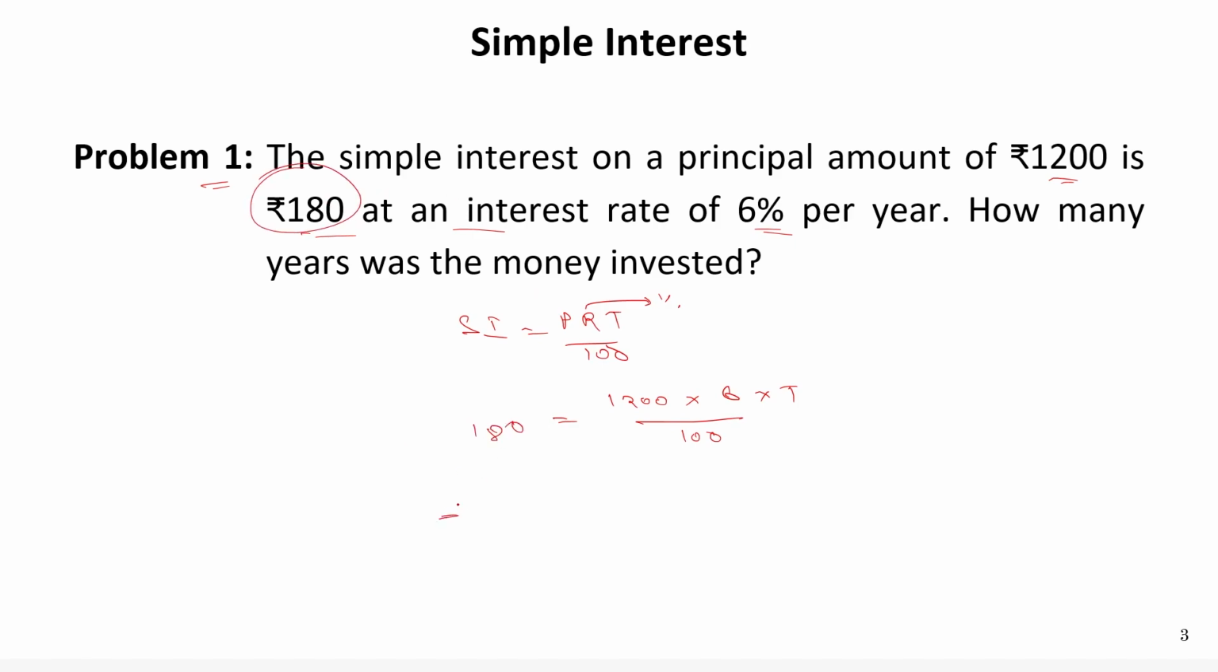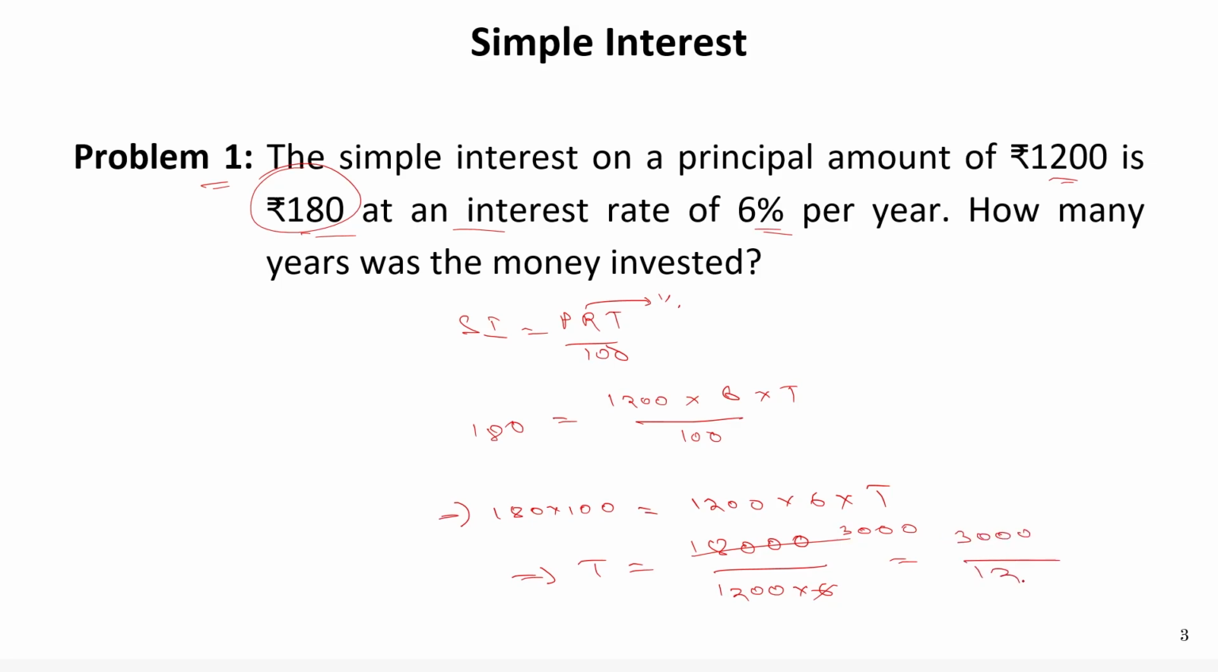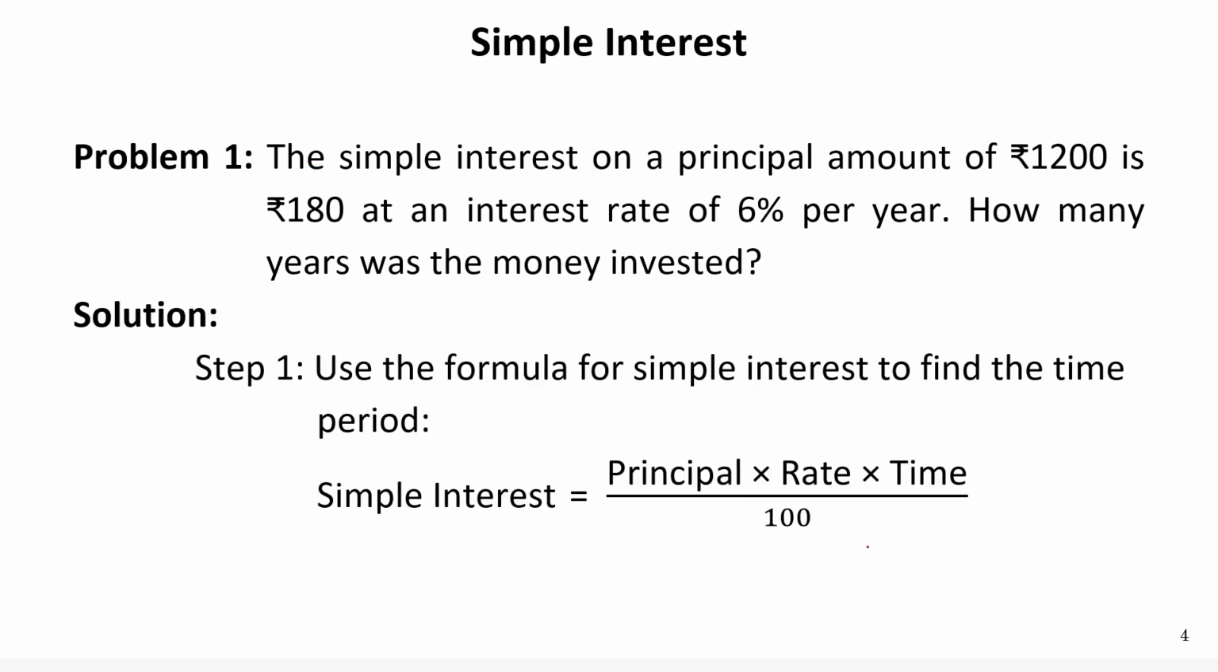So 180 into 100 is equal to 1200 into 6 into T. This implies that T is equal to 18,000 by 1200 into 6. By dividing by 6, what we are left with is 3000 by 1200. Cancelling these two zeros out, we are left with 30 by 12, which is equal to 15 by 6.